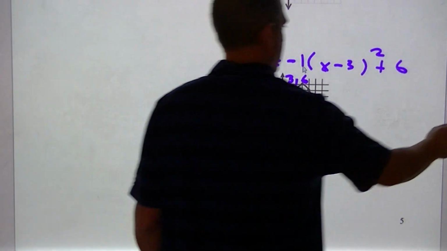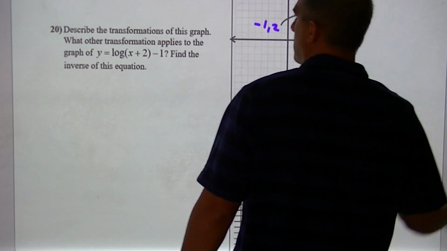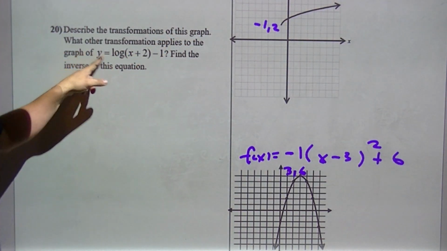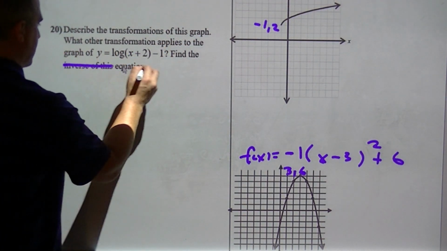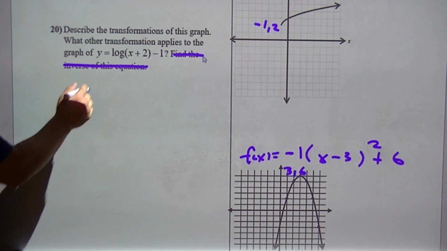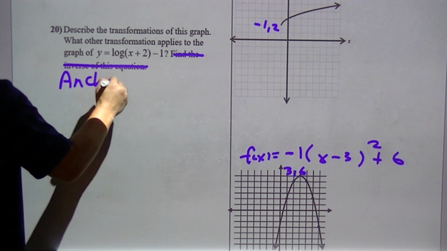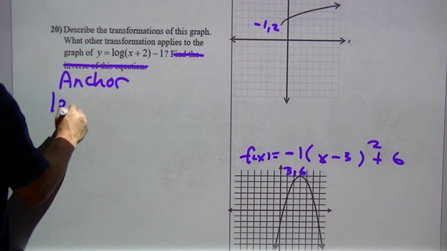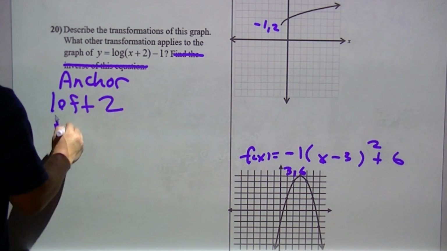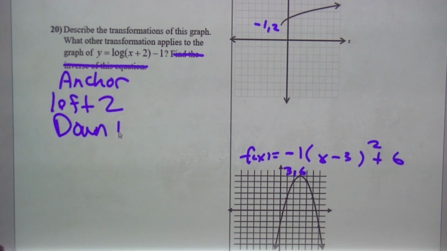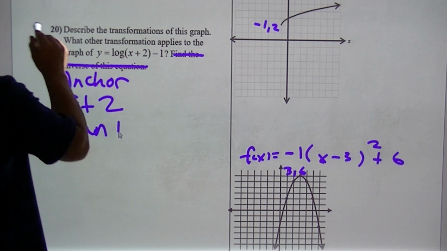All right. Let me go back up to this other problem. Describe the transformation of this graph. Okay. Don't worry about finding the inverse. You don't have to do that. So the transformation. So once again, that's all about the anchor point. That's going to be left 2, down 1. Okay, left 2, down 1. So that's what my answer would be.